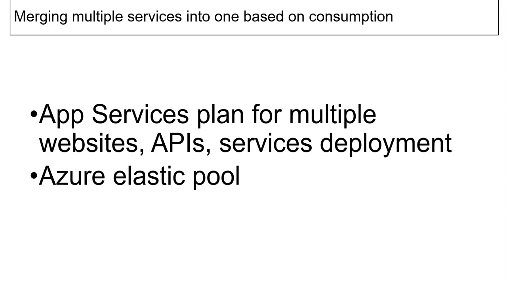That is not at all a good idea. For example, if you are using 10 websites or 10 various APIs and services, and you're using 10 different app service plans, then you're losing a lot of money. Rather, you can merge all the services, all the websites, into one app service plan so that the resources can be shared.